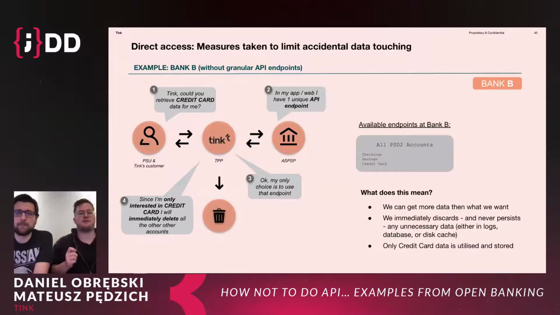We have many products and not many of them require all the data. So imagine the situation where we want to fetch credit cards. We call the bank API, which gives us everything, and then we need to filter it somehow. Users often don't know about that, so they don't know what they are giving access to, but yet it is our job to get just the data we need.